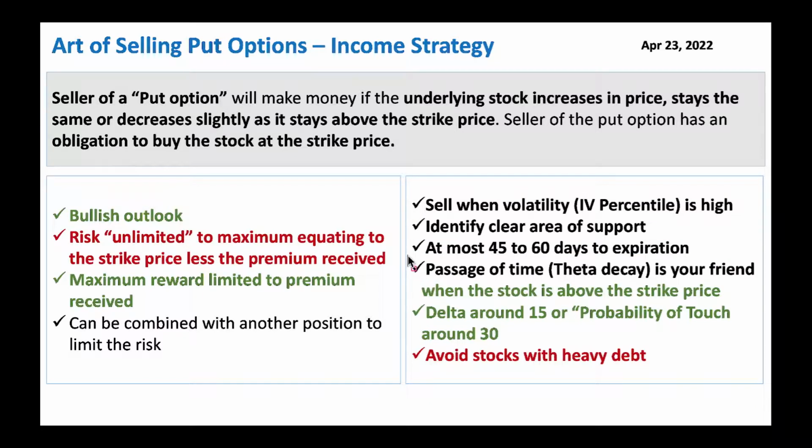Passage of time, or theta decay as we call it, is your friend when the stock is above the strike price. Typically we sell it around a delta 15 or probability of touch around 30. So that way there is a 30% chance the stock will touch your strike price. That's a good chance that you could earn some money for taking the risk. And typically avoid stocks with heavy debt, and also avoid stocks that pay too much dividend. So you don't want such candidates here.